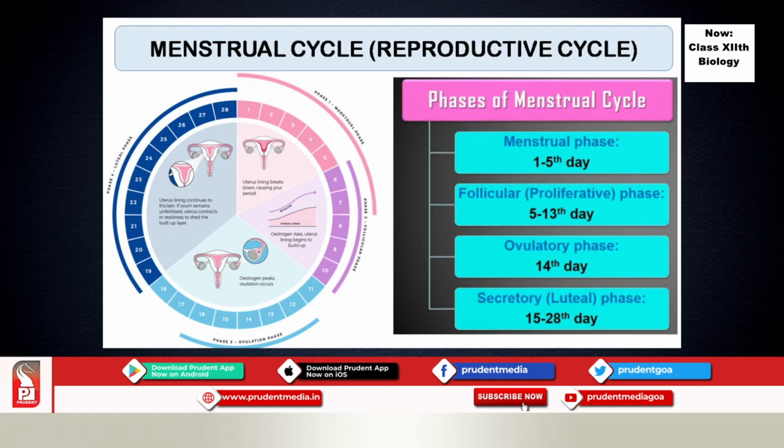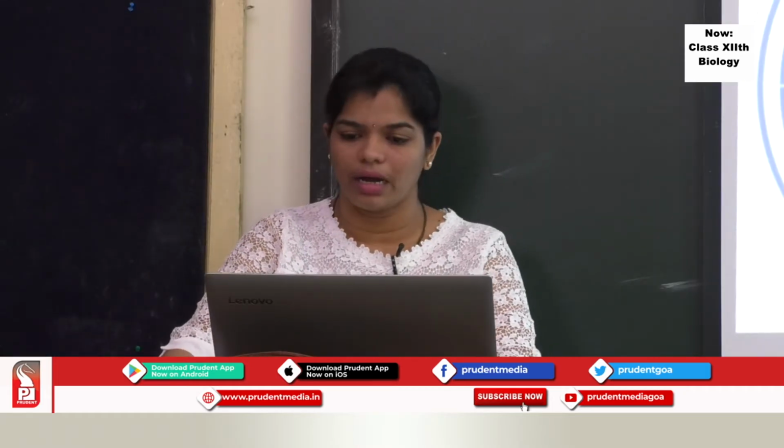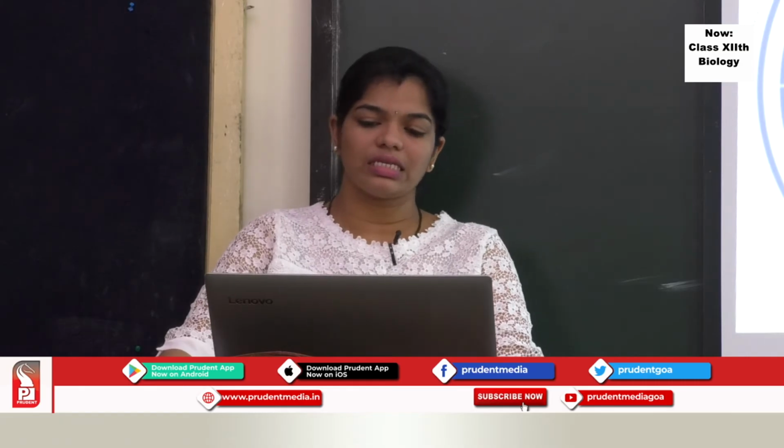Then the ovulatory phase, it's roughly around the 14th day of the cycle, where the estrogen reaches its peak. LH and FSH hormones play a role, and ovulation takes place, where the ovary releases the ovum inside the duct. Then last is the secretory phase.